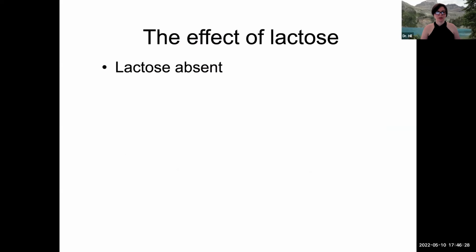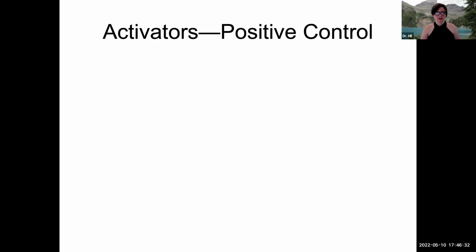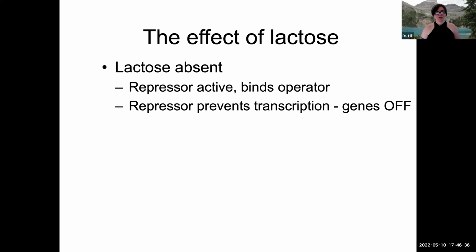Okay, so I'm just going to skip through this again. We've talked this to death, I think. Okay, maybe I will go through this. So in the absence of lactose, the repressor is active. That's its default state. It binds the operator. It prevents transcription. That's all to the good. There's no lactose. There's no need to make enzymes to break down lactose. Consequently, we don't have any transcription.